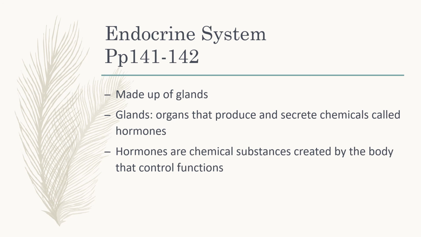Your endocrine system is made up of glands. Glands are organs that produce and secrete chemicals called hormones. Hormones are chemical substances that are created by the body that control certain functions. And different hormones do different things.